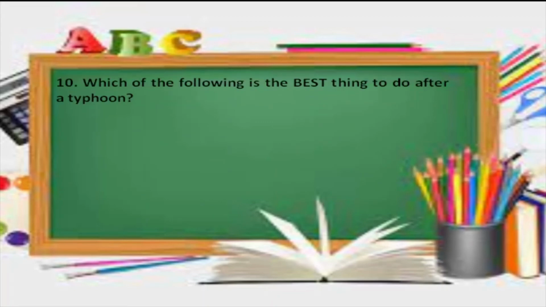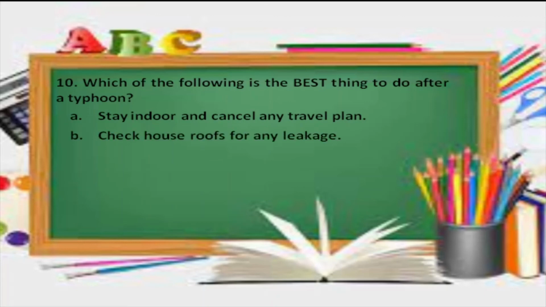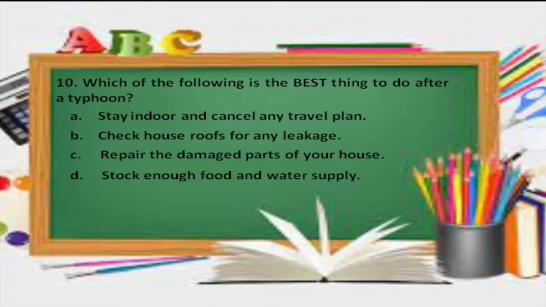Which of the following is the best thing to do after a typhoon? A. Stay indoor and cancel any travel plan. B. Check house roofs for any leakage. C. Repair the damaged parts of your house. Letter D. Stock enough food and water supply. The answer is letter C. Repair the damaged parts of your house.